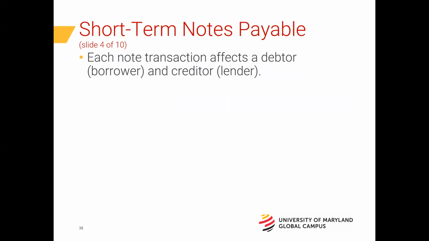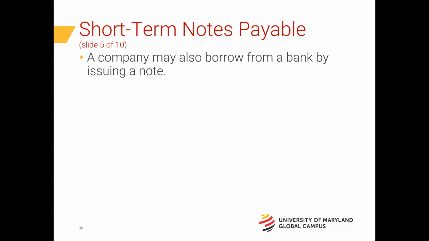With any note, there is a borrower and a lender. That's very obvious. The debtor is the borrower, the creditor is the lender. Companies can borrow from banks, individuals, other businesses, but in most cases, especially for a short-term note, companies typically borrow from banks.